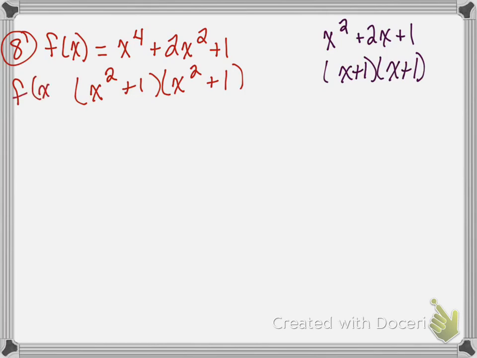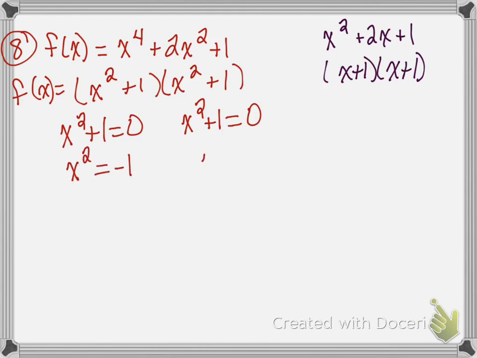Now, you might be tempted to say, oh, well, that's difference of perfect squares. x squared is perfect, and 1 is perfect. But look closely. We are not subtracting x squared and 1. We are adding x squared and 1. So be very, very careful of that. Okay? So we need to go ahead and set x squared plus 1 equal to 0 and x squared plus 1 equal to 0. So then I get x squared equals negative 1.